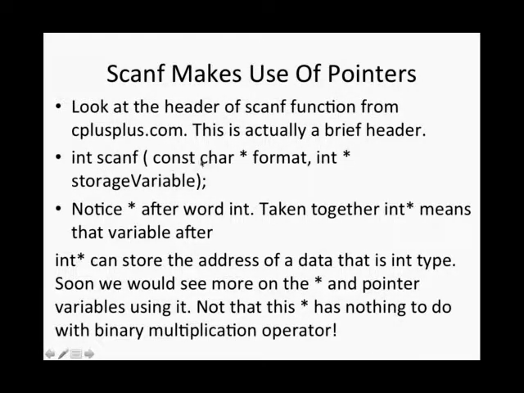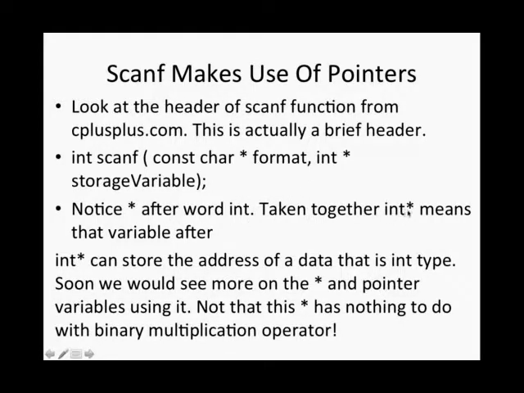So it has a first argument as const char asterisk. This means pointer, not multiplication. I'm going to emphasize that several times. This is not a multiplication sign. This just means that char asterisk is a data type, which is pointer. So first argument is the format string. Second is int asterisk storage variable. So notice the asterisk after the word int.